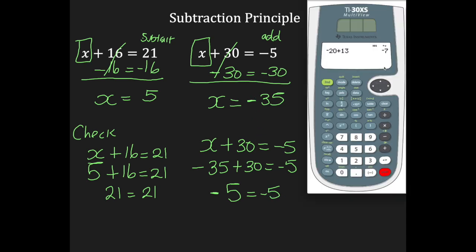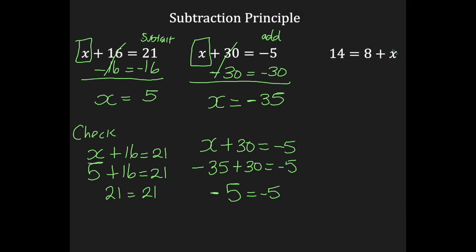Again, if you're going to use the calculator, the only thing you can put in the calculator is the arithmetic, which would be negative 5 take away 30. And you get negative 35. Again, you cannot put x plus 30 equals negative 5 in the calculator and expect an answer.